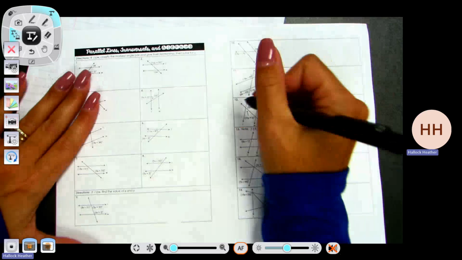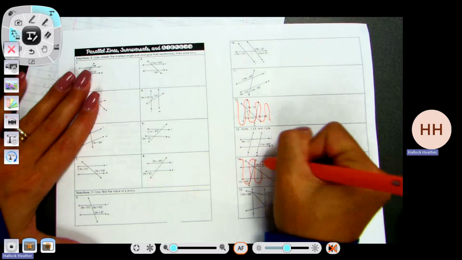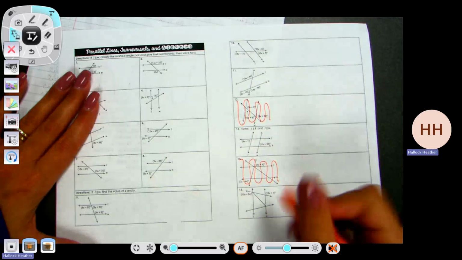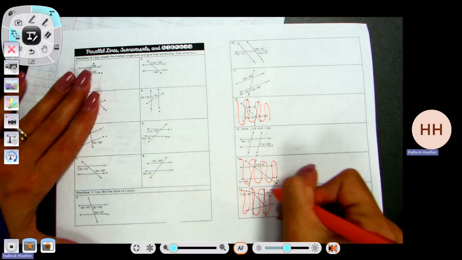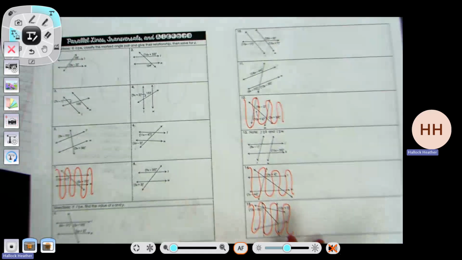Cross out number 12. Cross out number 14. Cross out number 15. 14, 15. Cross out number 7. No, we're gonna do 6. Let's just do 6 now. So 6, because why not? So those are the ones you can cross out for today. Let's go to number 6.